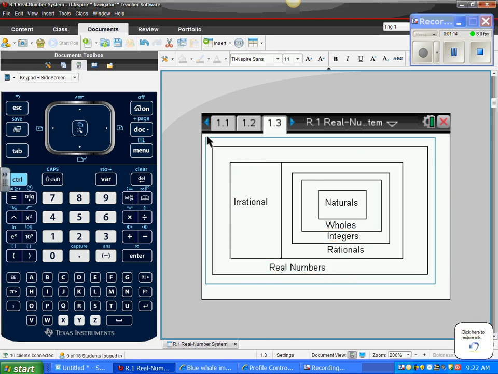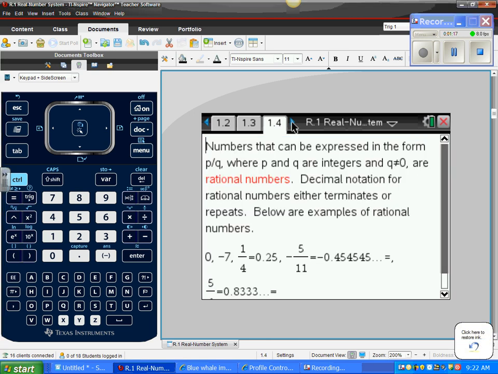So moving on to the next page. Numbers that can be expressed in the form p over q, or p divided by q, where p and q are integers and q does not equal 0, are what we call our rational numbers. So they can be written as a fraction, essentially. Decimal notation for rational numbers either terminates or repeats, so it ends at some point. It's a finite number.